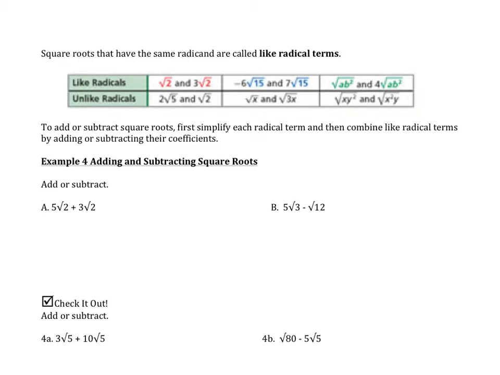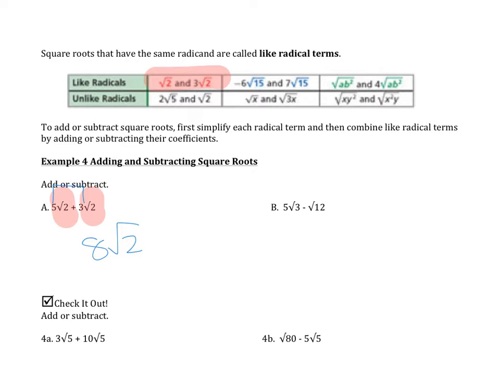And when we go to adding and subtracting, it's just like terms. We have like radicals, those that are the same. And then you can add or subtract what is outside of them. So looking at the first example, I have like radicals. So I add just the 5 and the 3 and get 8 root 2.